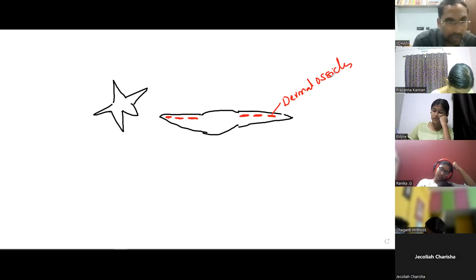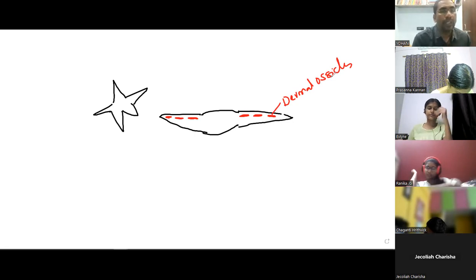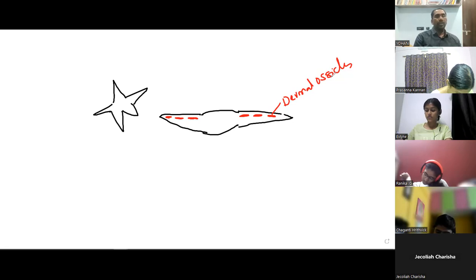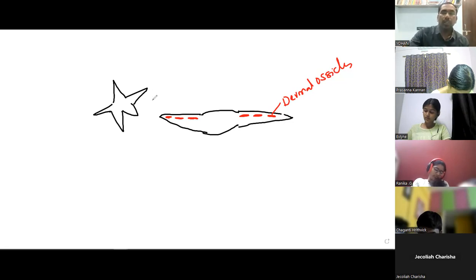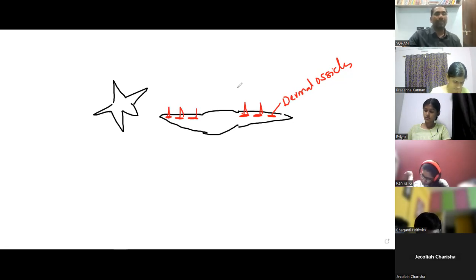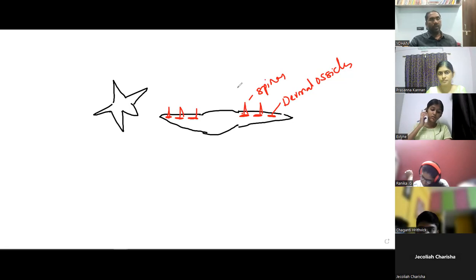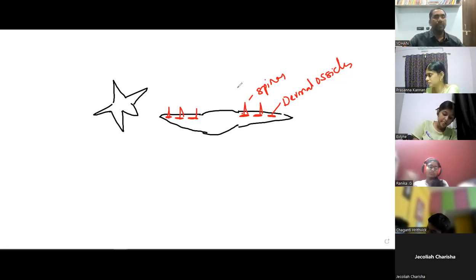Very important. This is the true endoskeleton among invertebrates. First, the true mesodermal endoskeleton is found in echinoderms. And these ossicles give rise to spines. So all over the body, we have spines. So the name given is spiny skinned animals.